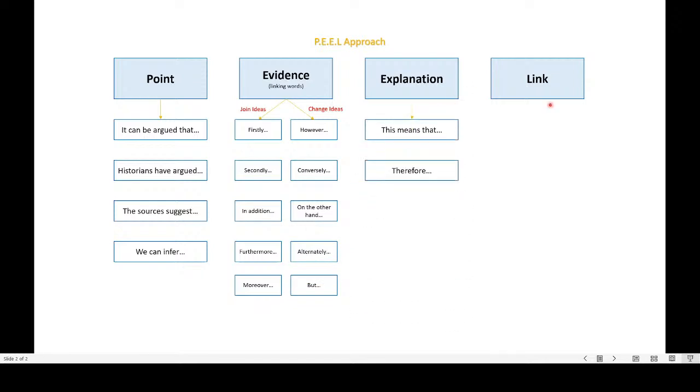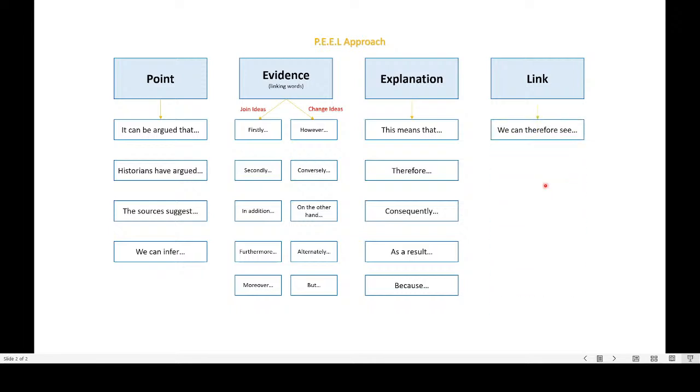But after we provide evidence, we have to explain that evidence: this means that, therefore, consequently, as a result, because of this. And then after we explain our evidence within our paragraphs, we have to link it back to the question that is being asked, showing the examiner, look at me, I'm answering the question. For example: we can therefore see from the evidence, it is clear that the Sunningdale Agreement failed as a result of several difficulties associated with embedding the agreement in Northern Ireland society. The most important factor here is, in conclusion.